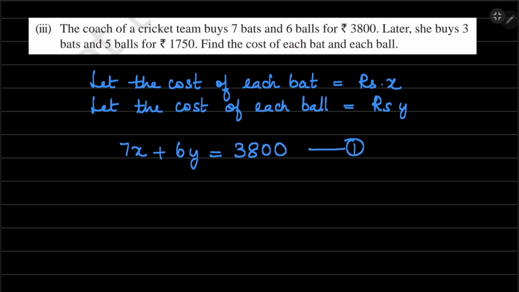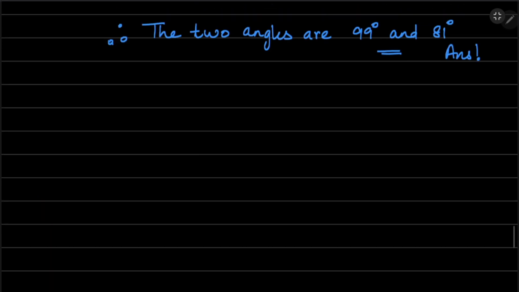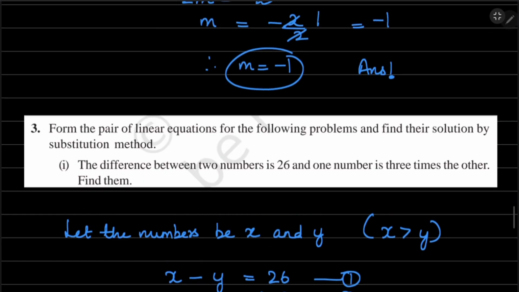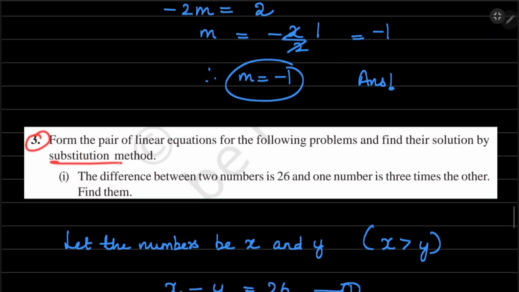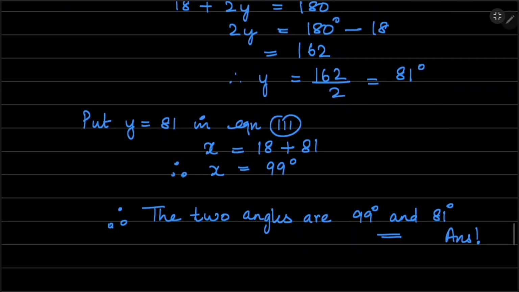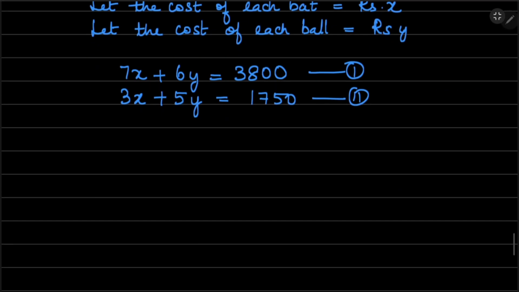Later she buys 3 bats. So what will be the cost of 3 bats? 3 multiplied by x. And plus 5 balls means 5 multiplied by ball. The cost of each ball is y. So 5y is equal to 1,750. This is your equation 2. Now this is a subdivision under the main question. This is the third question, right? Only using the substitution method. So all the word problems here we will be using only the substitution method.